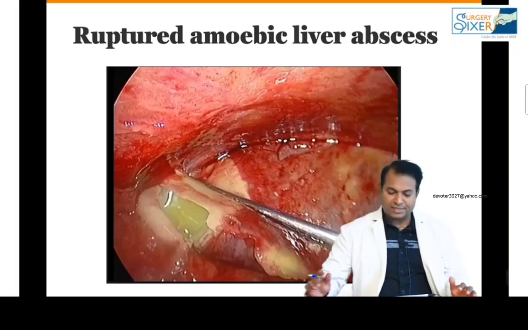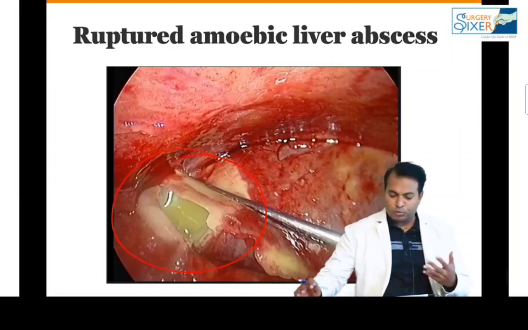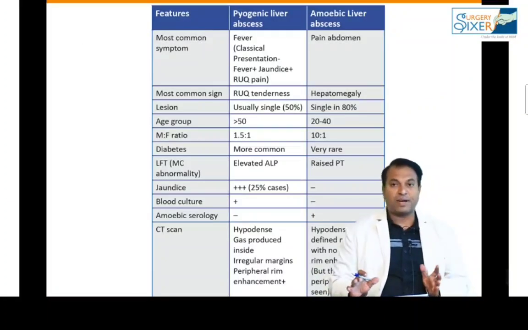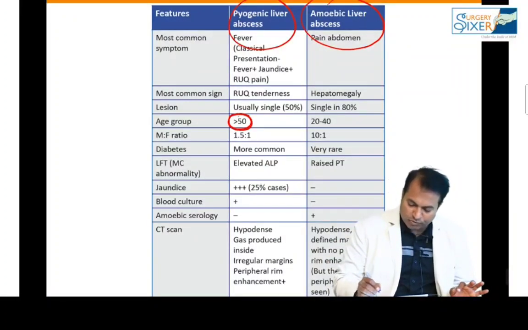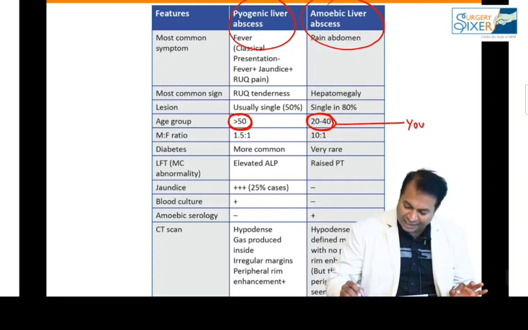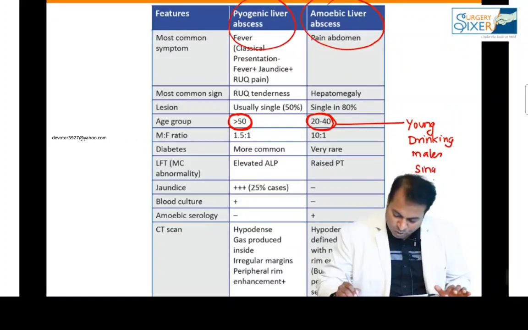So what are the routes of infection? This is the most common complication you can see from the image itself. If it ruptures into the peritoneal cavity, either by laparoscopy or by laparotomy, we have to remove the abscess and put a drain. And various differences I told you between pyogenic and amoebic abscess. Please remember, the age group of pyogenic abscess is above 50 years, and for amoebic it is young age. Amoebic is common in young drinking fellows. Young alcoholic males will develop a single large abscess known as amoebic abscess.